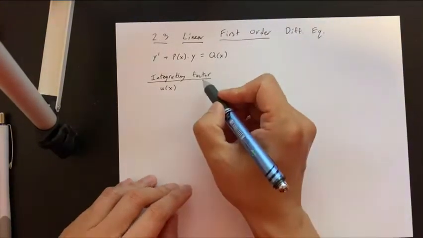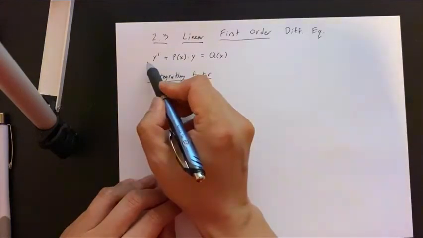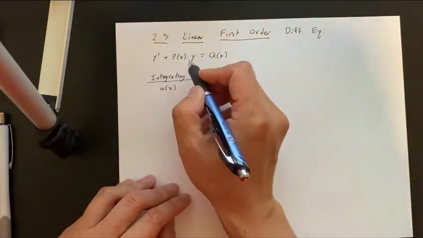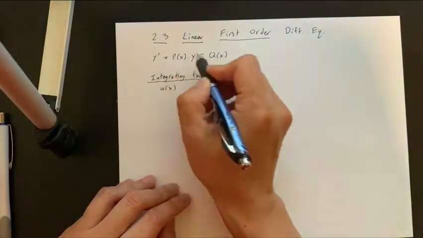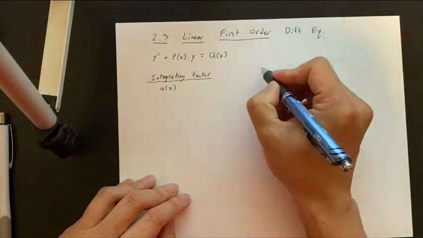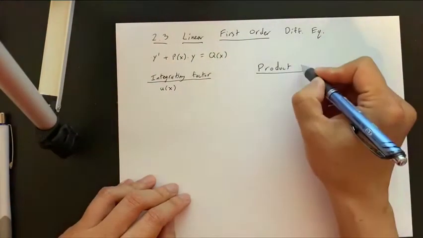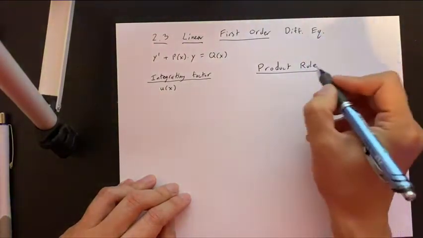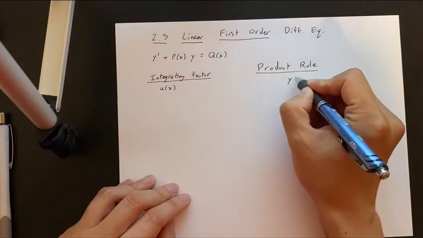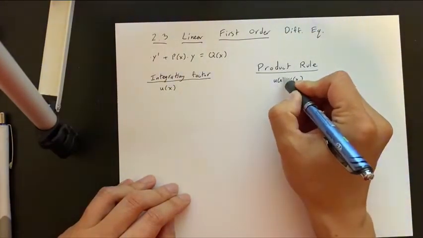And this is just from an observation that the left side is somewhat a result of the product rule. So if you notice the left side, you have a y and a y prime, and you usually get that as a result of applying the product rule. So if we examine what we would get if we take the product rule of y of x with another function, we'll call that guy u of x.